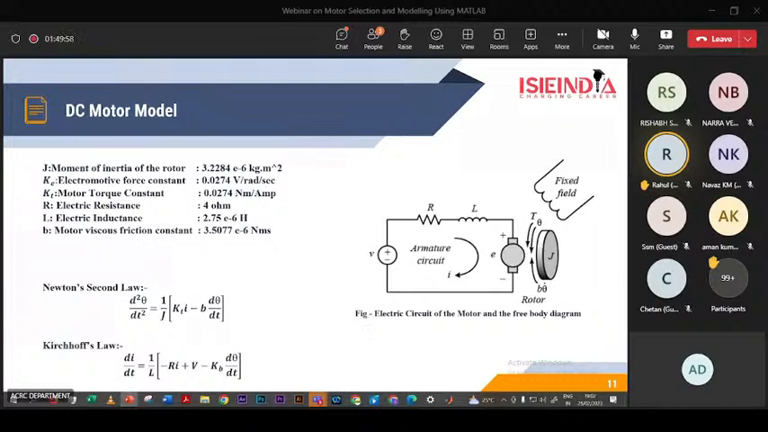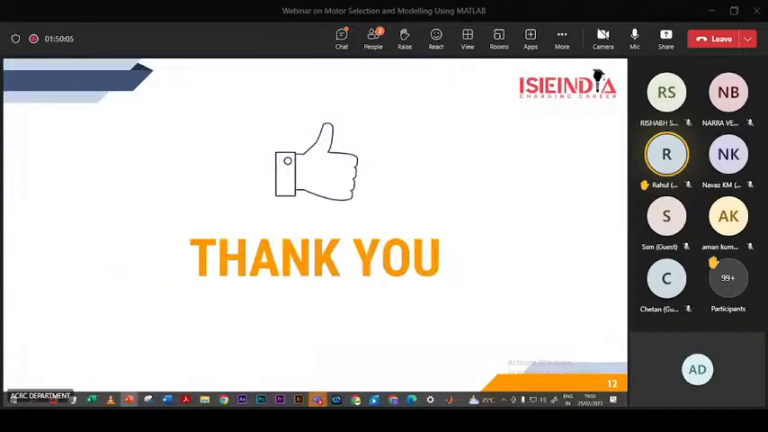and we can implement many things into MATLAB, they might be controllers or anything. So till now, this was from my side. Any questions you can ask?